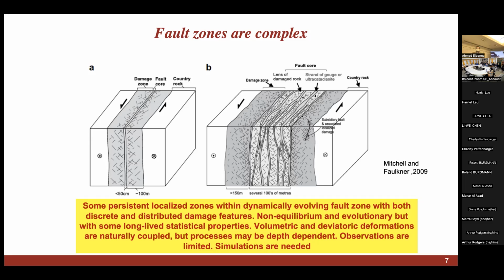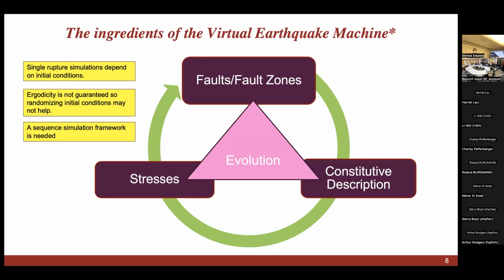and distributed damage features. And this system in general is far from equilibrium and evolutionary, but luckily we have some long-lived statistical properties. And if we accept this picture, then probably the volumetric and deviatoric deformations become naturally coupled. So it's not only a slip on a single surface, but also there's some dilation and compaction associated with them. But of course, the processes would be depth dependent. And the challenge we are dealing with is that observations are limited, especially when it comes to depth, and hence, again, simulations are needed. And so our long-term goal is to build this virtual earthquake machine.